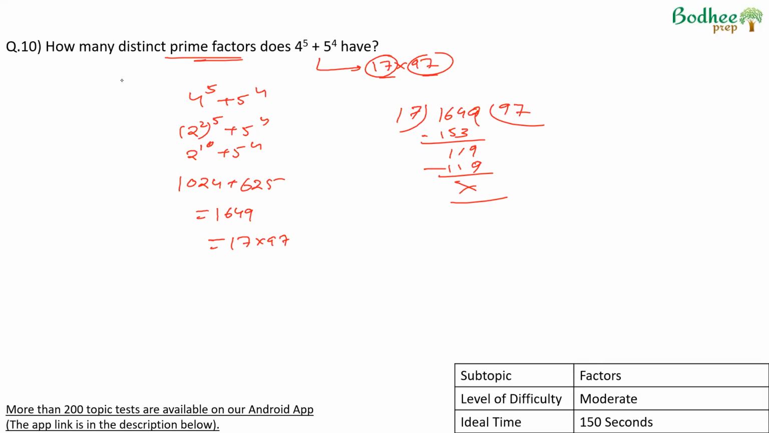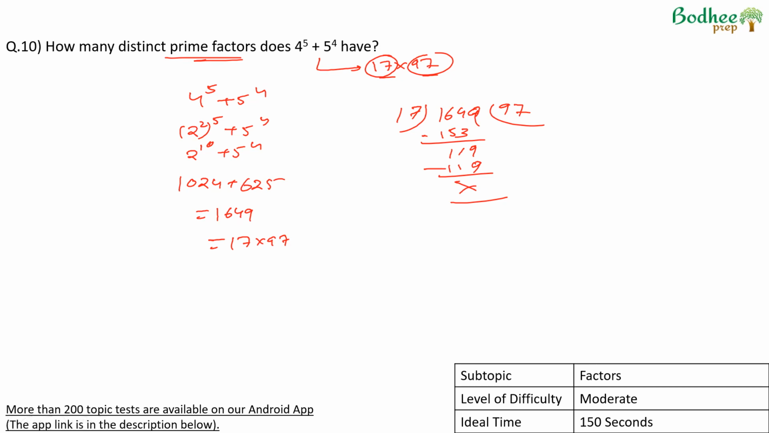A moderate level of difficulty. The way I solved is the most rudimentary method possible. I found the value and then factorized it. Even then, I don't think it will take more than 2.5 to 3 minutes to solve. So moderate, about 2.5 minutes to solve the question.